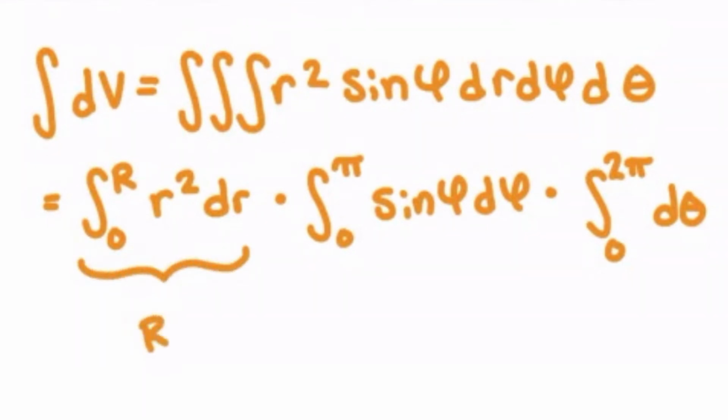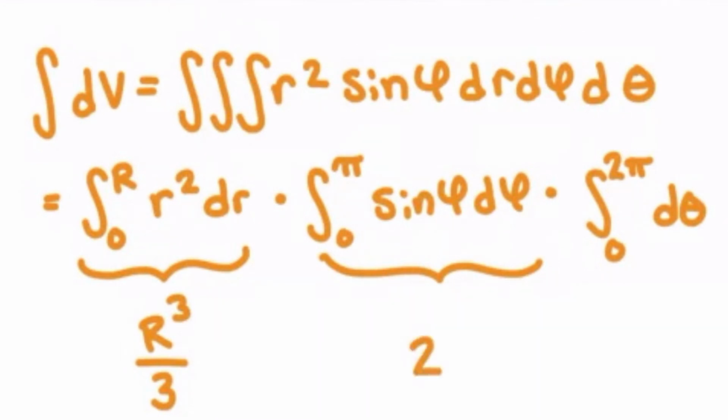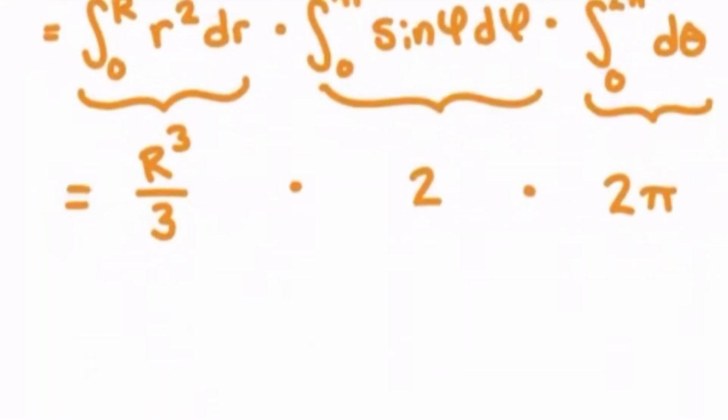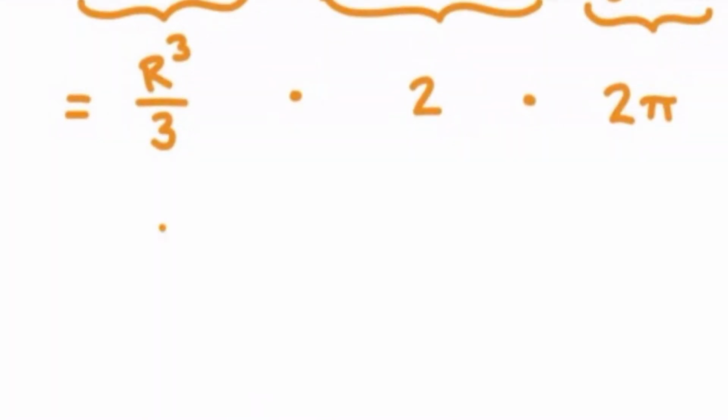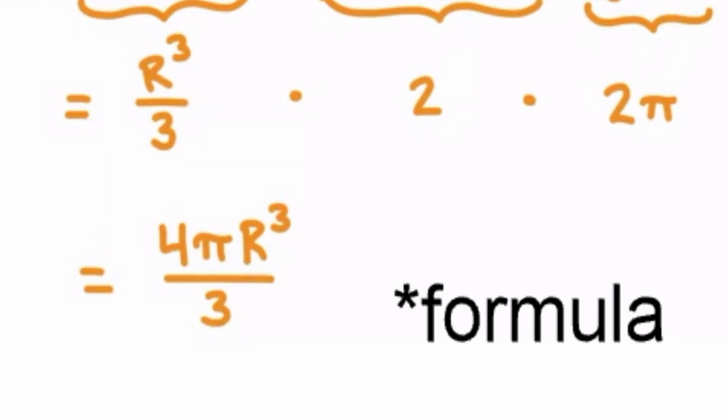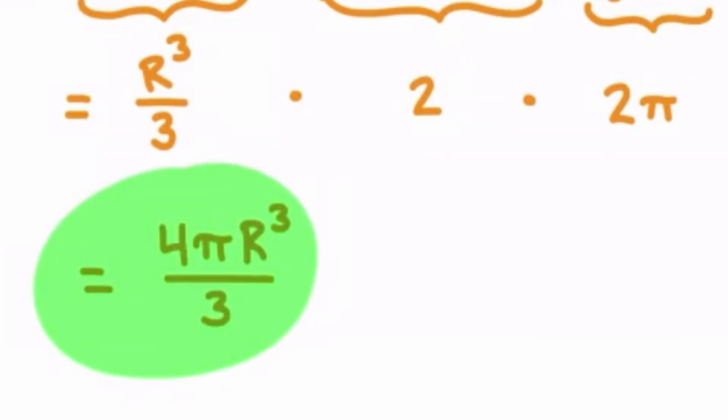So I'm going to rewrite our answers again. We have big R cubed over 3, and that's going to be multiplied with just 2, and those are going to be multiplied with 2 pi. So if I perform this multiplication, what we're going to see is something very familiar. 4 times pi times r cubed all over 3. And that is the famous volume of the sphere formula that we learned many years before we took calculus.